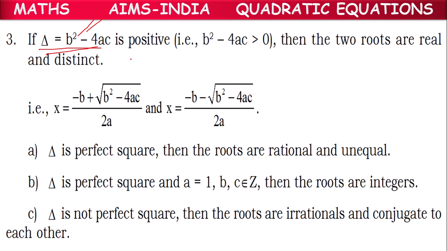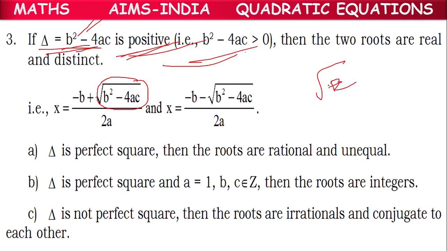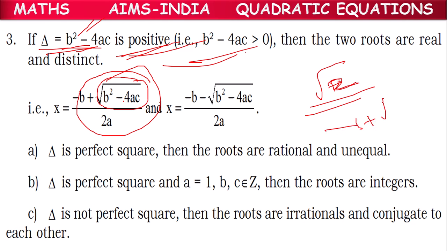If the discriminant is positive, meaning greater than 0, then the root of a positive value is a real number. So minus b plus root of the discriminant and minus b minus root of the discriminant, both values will be different. Roots are real but distinct, meaning different.